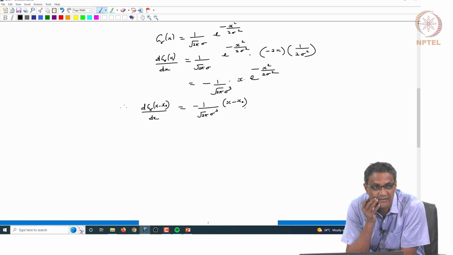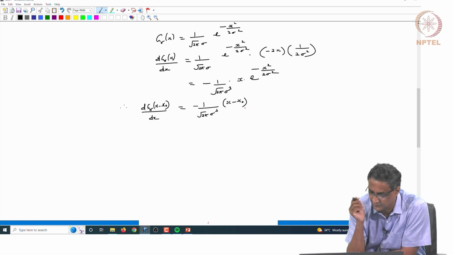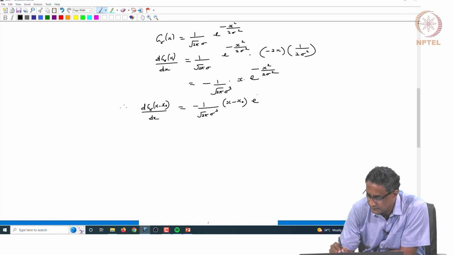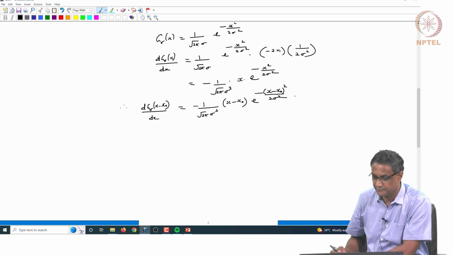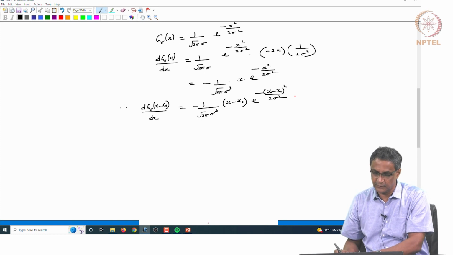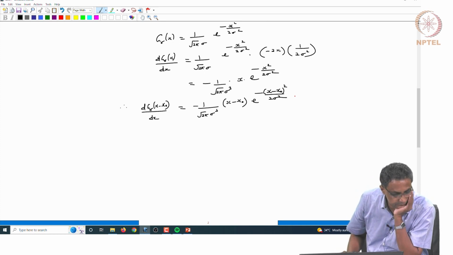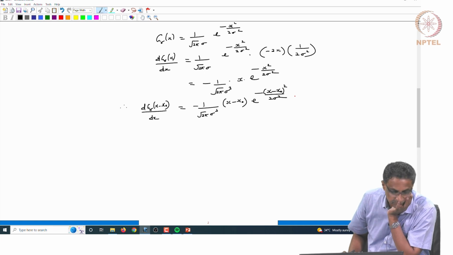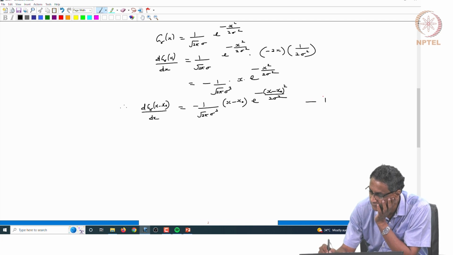What does it become? Impulse, right, that you all know. E raised to power minus (x minus x naught) the whole square by 2 sigma square. That is what we have. The derivative with respect to sigma will look like minus 1 by root 2 pi sigma cube (x minus x naught) e raised to. Okay, so let's call this equation 1.